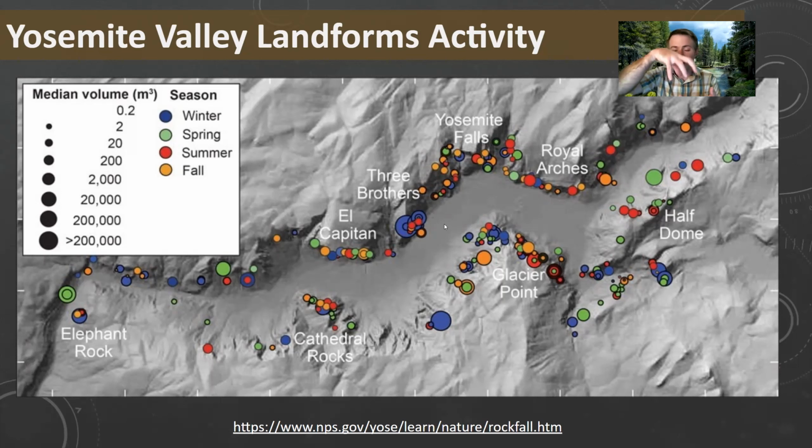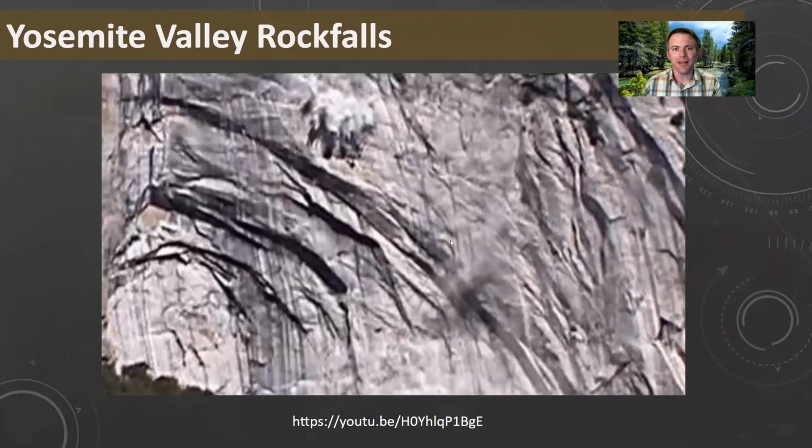And some of it can be from frost wedging. Some of it can be from earthquakes. Some of it could be from just the rocks falling apart. And that little video clip that is right here talks about all the rock falls in Yosemite.